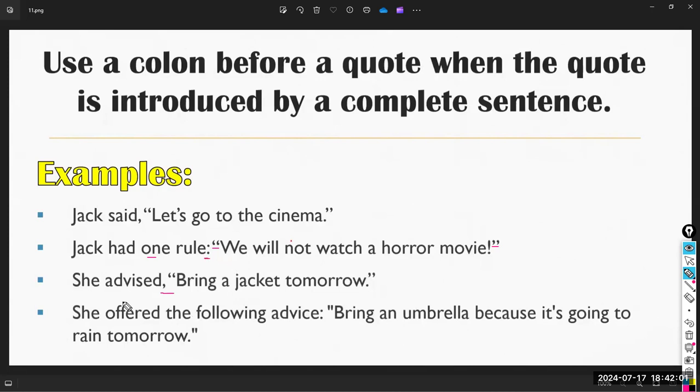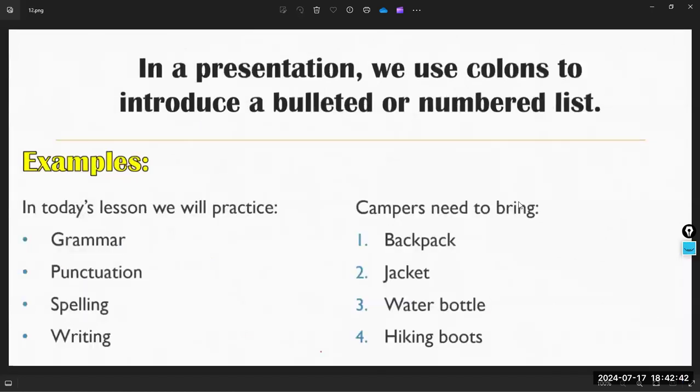Okay. So this is a normal sentence. I mean, bring a jacket tomorrow. So notice that I started my sentence with a verb. And the next one, if I want to say, she offered the following advice. What is the following advice that she offered? Bring an umbrella because it's going to rain tomorrow. So notice that it is introduced by a complete sentence. So because of that, I have to write the colon. Okay, so now I think we have to go to the next page.